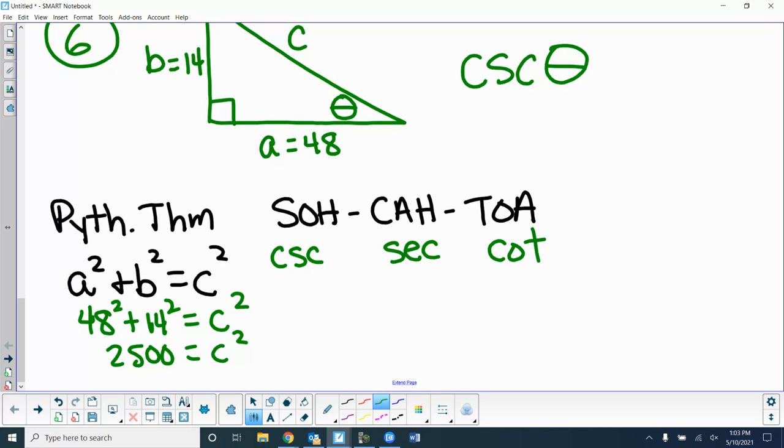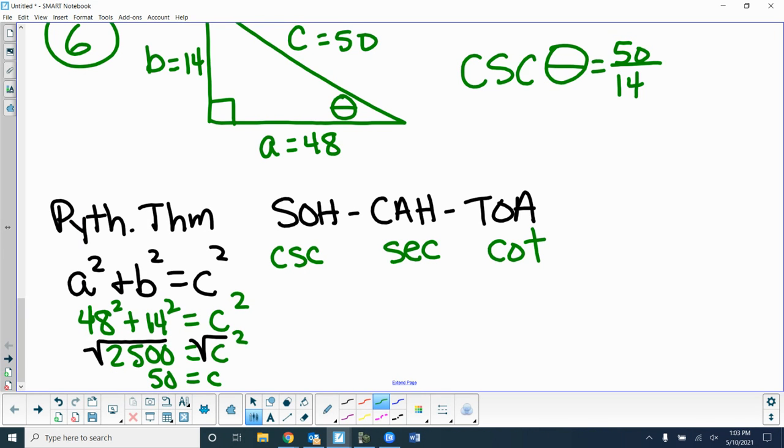What do I do to find C? Square root it, right? So what does C come out to be? 50, yeah. So, since I'm doing cosecant, that's the reciprocal of sine. Sine's opposite over hypotenuse, so we'll do hypotenuse 50 over opposite 14. Is that one of my choices?